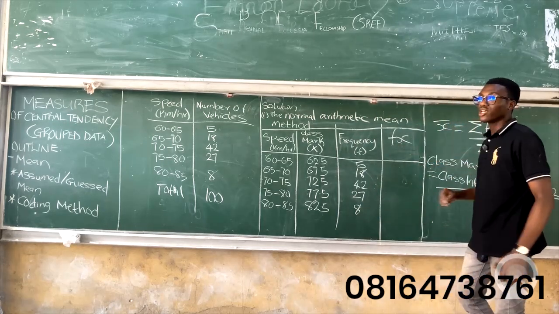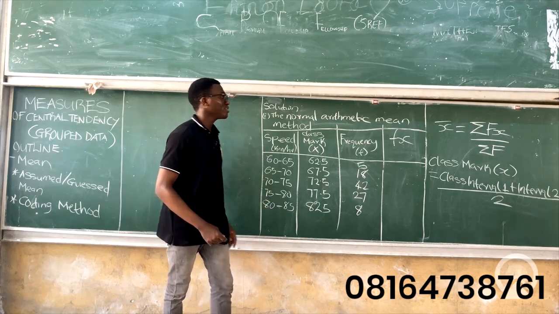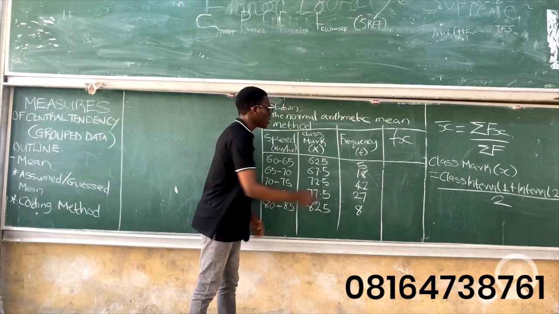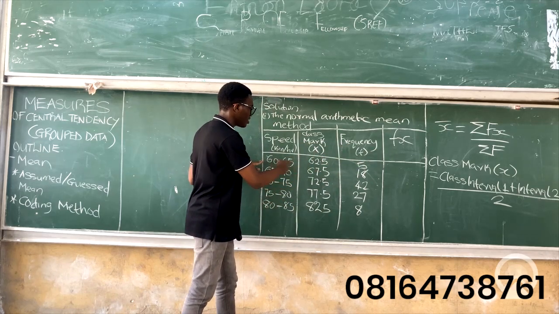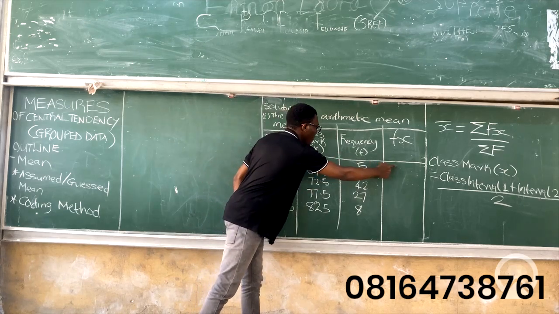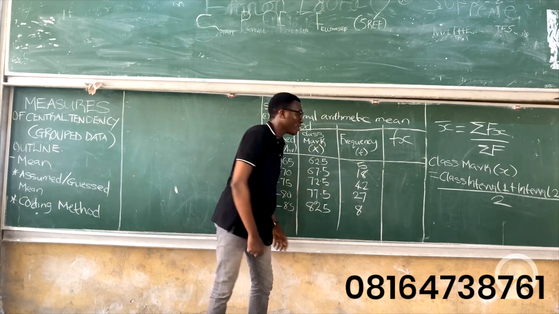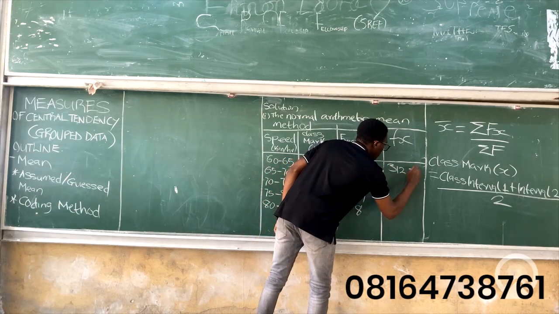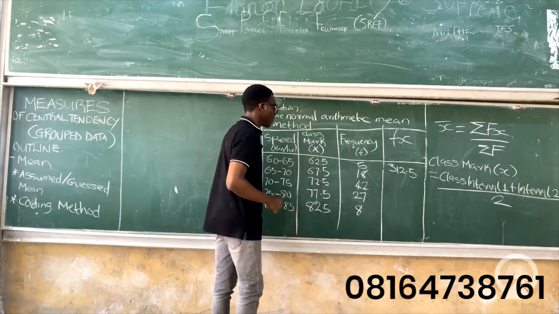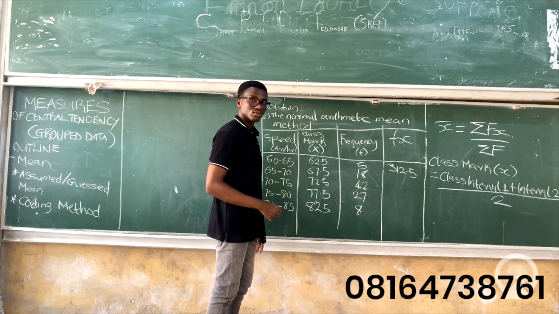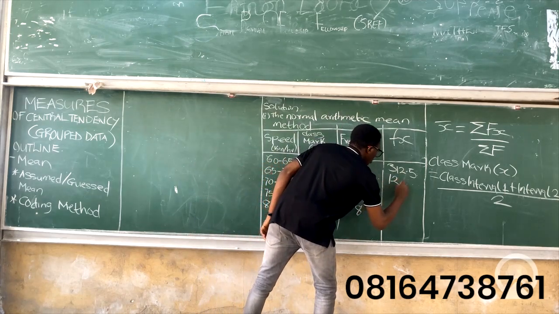Then this brings us to the last column of our table. For arithmetic mean, we have that the formula is sigma f of x divided by sigma f. So our f of x is simply multiplying our class mark x of this particular class interval by the frequency of the interval. So the first f of x, we have 62.5 multiplied by 5, which gives us 312.5. For the second class interval, we have 67.5 multiplied by 18, which gives us 1,215.